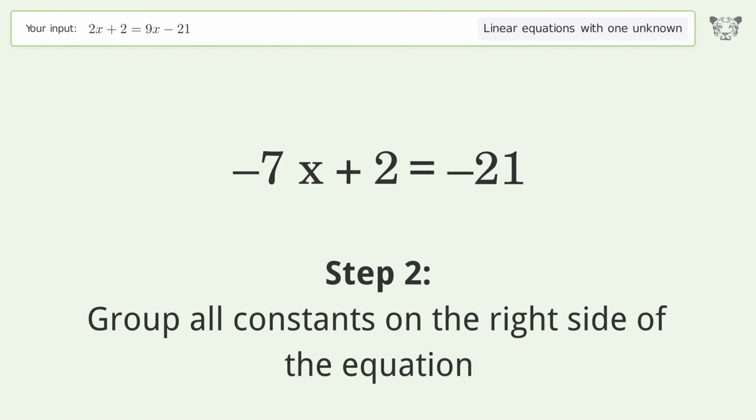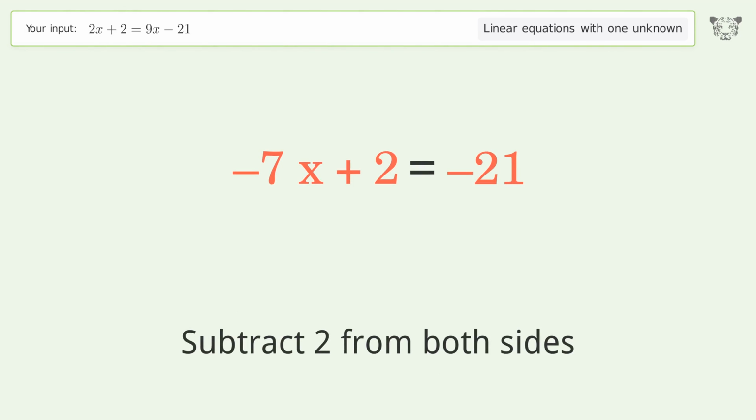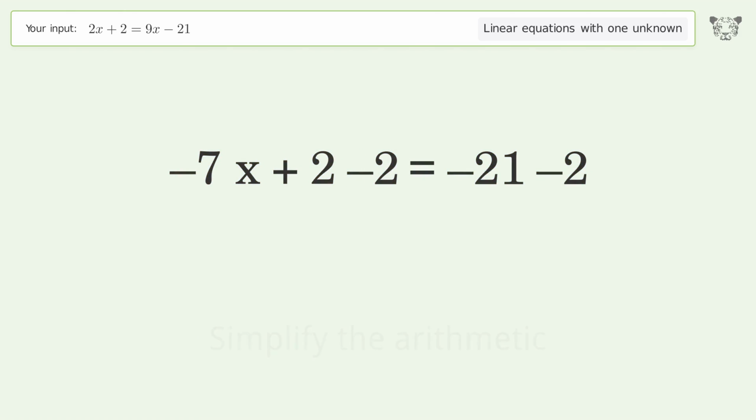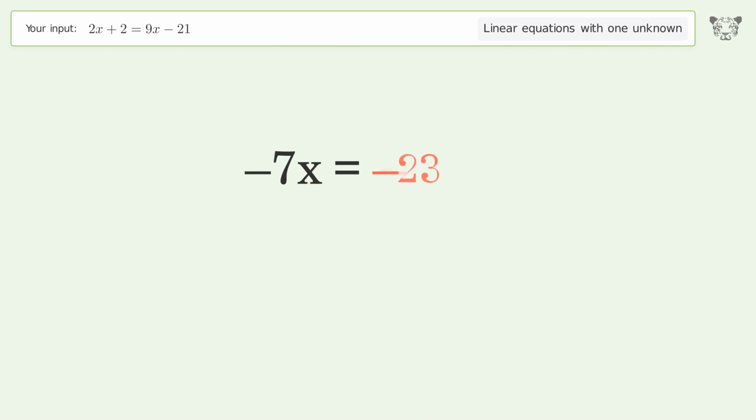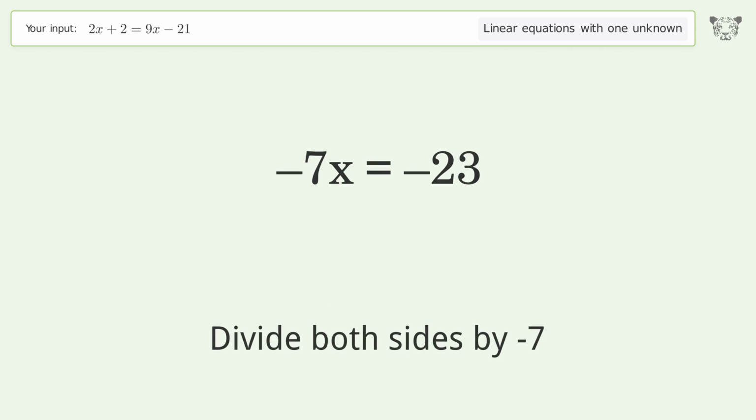Group all constants on the right side of the equation. Subtract 2 from both sides. Simplify the arithmetic. Isolate the x. Divide both sides by -7.